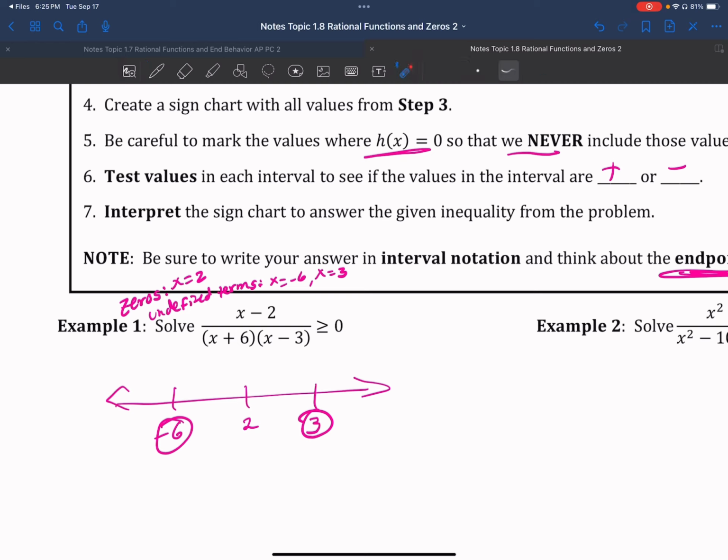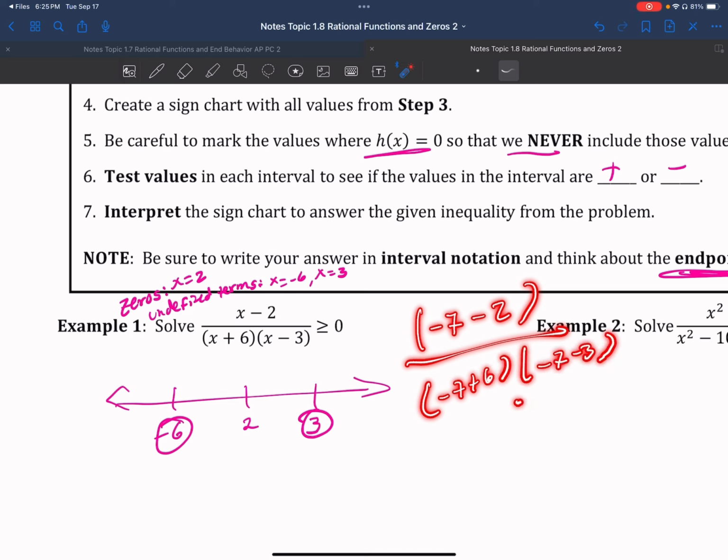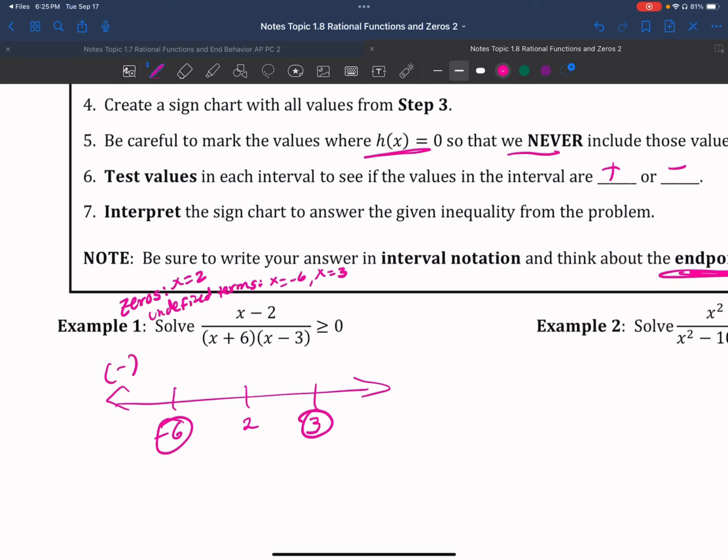Now I'm going to plug in my -7. So I'm just going to write all the steps here. -7 minus 2 over -7 plus 6 over -7 minus 3. Again, you don't have to do this all the way. I'm just doing it to show you until we're comfortable, and then hopefully we can go into the shortcuts. So -7 minus 2 will give me a negative. -7 plus 6 will give me a negative. And then -7 minus 3 will give me a negative. When I try to simplify this, I can do this multiple ways. I can cancel out a negative from the top and the bottom, just giving me a negative. So the first interval is negative.